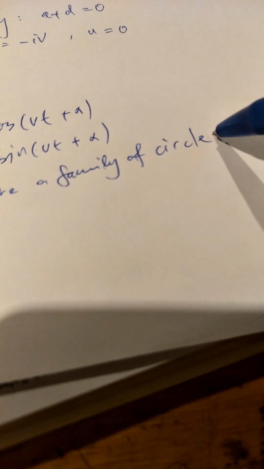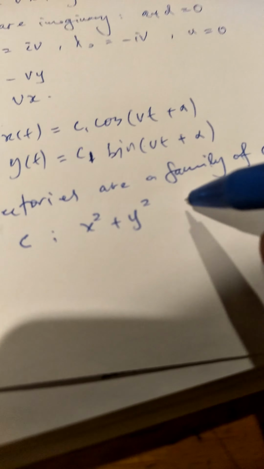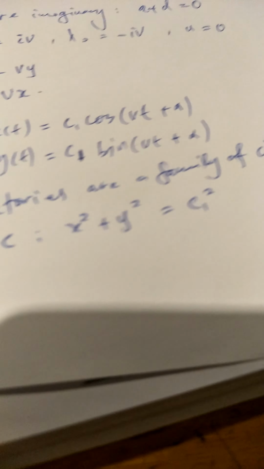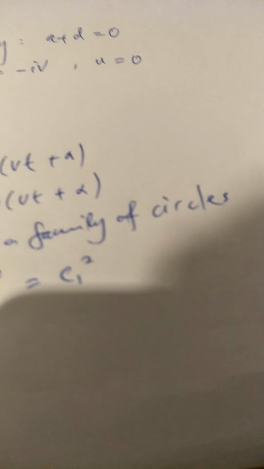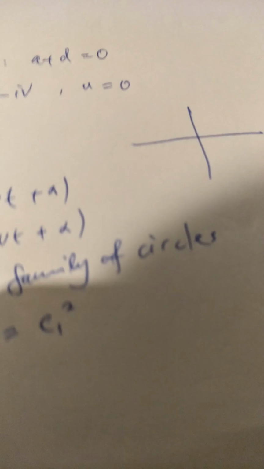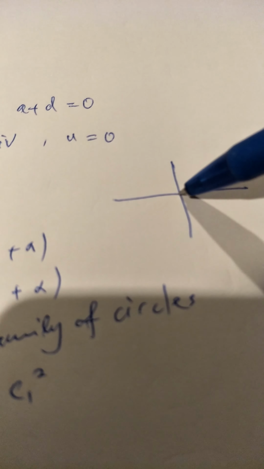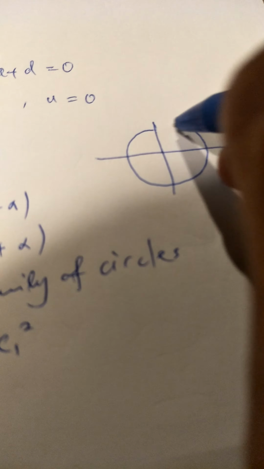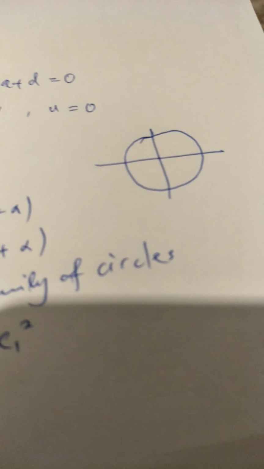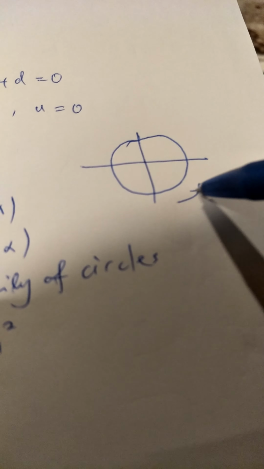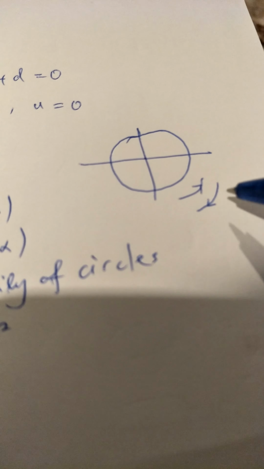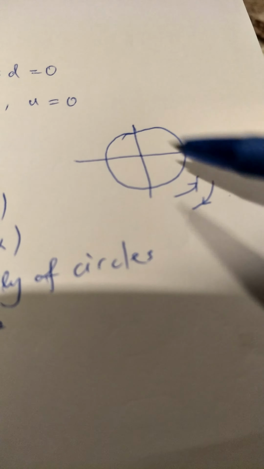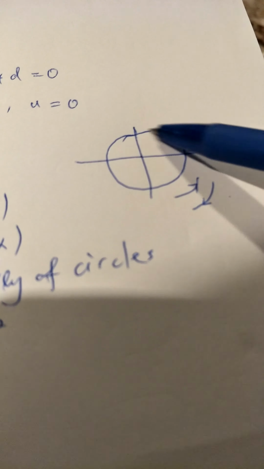Okay, for the family of circles, we have x squared plus y squared equal to c1 squared. So for a circle, let's say this is our trajectory, and (0, 0) is our critical point. It's a circle, so either that direction or that direction, as t goes to infinity, it just goes around that circle, around and around.